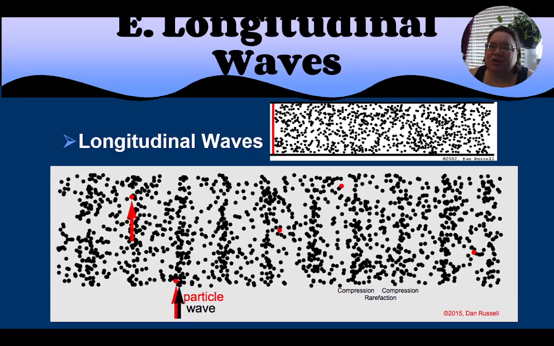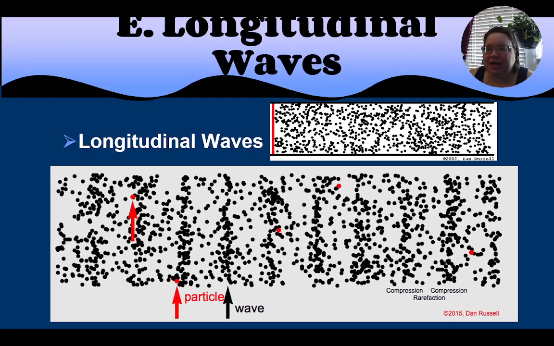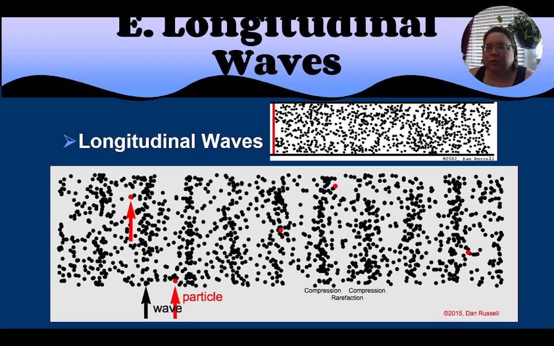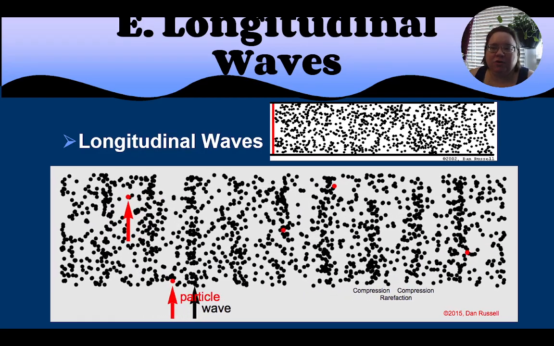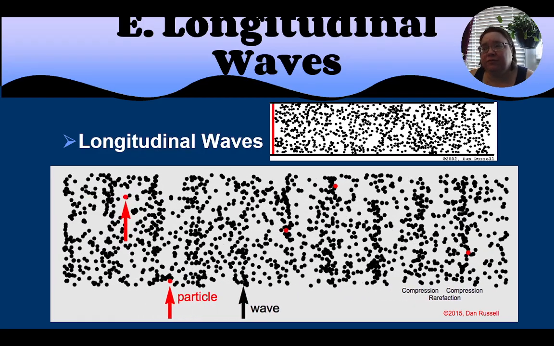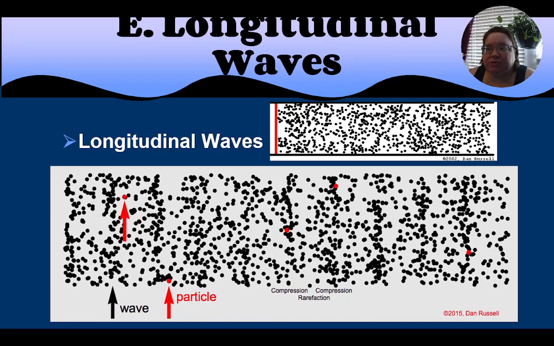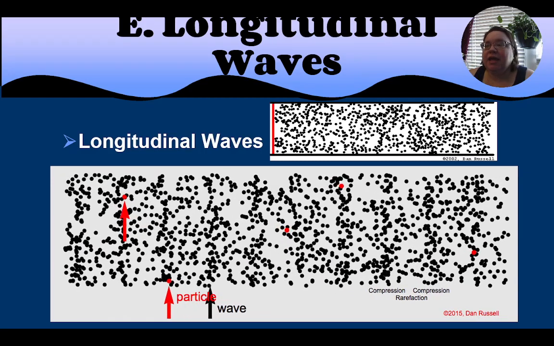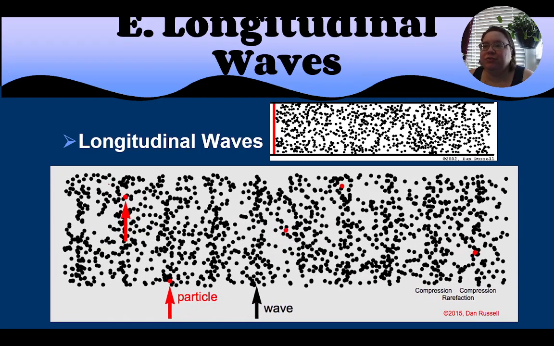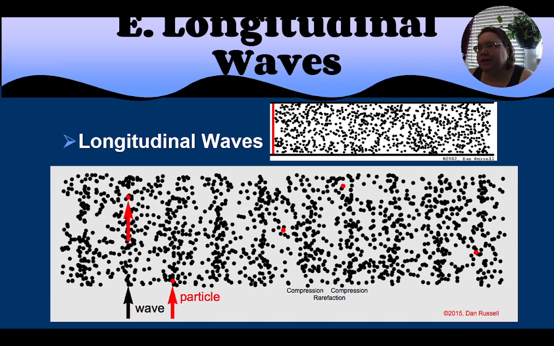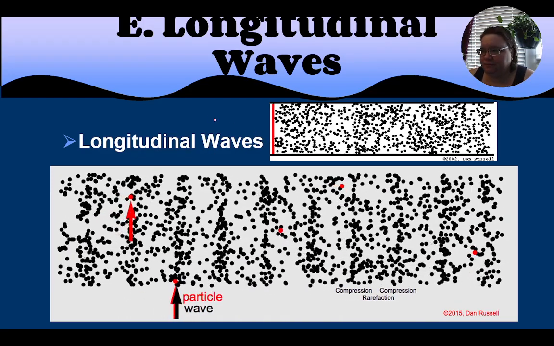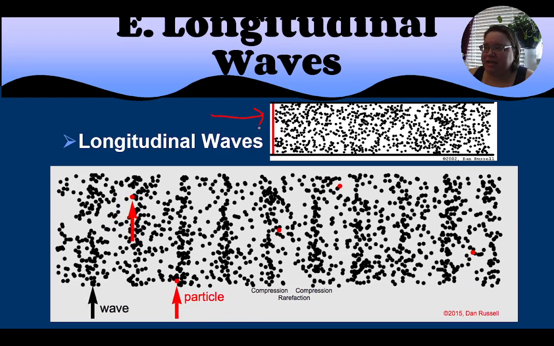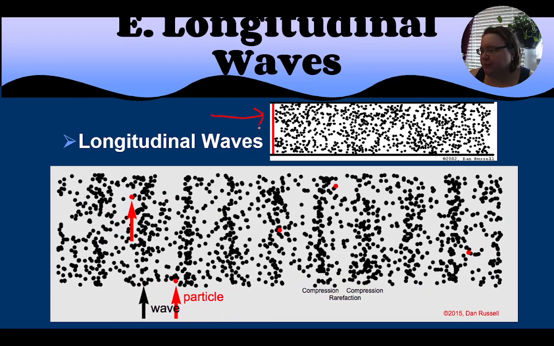Now, it's interesting to note with this graphic, if you pay attention to the red dots, that even though we can see the wave moving through the medium, the individual particles don't actually move that far. So they're just moving left to right in a very small position, and the wave itself travels through the entire medium. So nice visual here at the top of just a single wave traveling through.